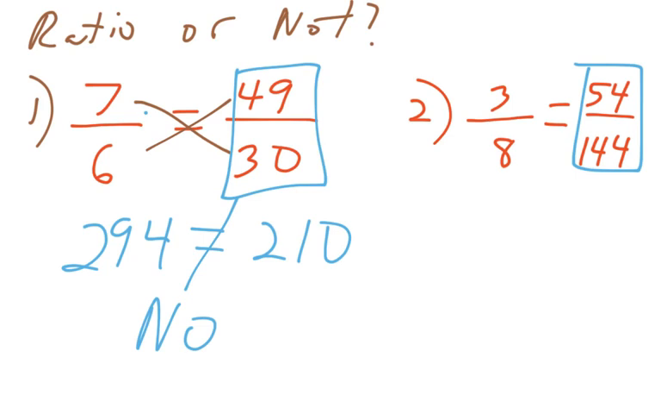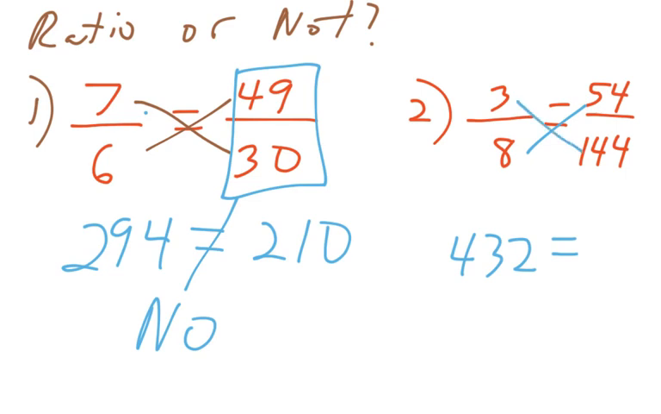But the easiest way to see whether it's a proportion or not is to cross multiply. So if we take 8 times 54, the product of the means there, we get 432. And if we take the product of the extremes, 144 times 3, we also get 432. So therefore, we prove that this is a proportion.